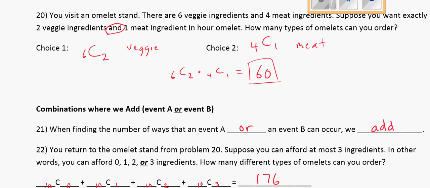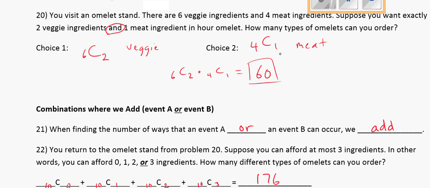You visit an omelet stand. They offer 6 veggie ingredients and 4 meat ingredients. And you want only 2 of those veggie ingredients and 1 meat ingredient. Well, your first choice is which veggie combinations could you have? Well, there's 6 total veggie combinations. You want to choose 2 of them at a time.